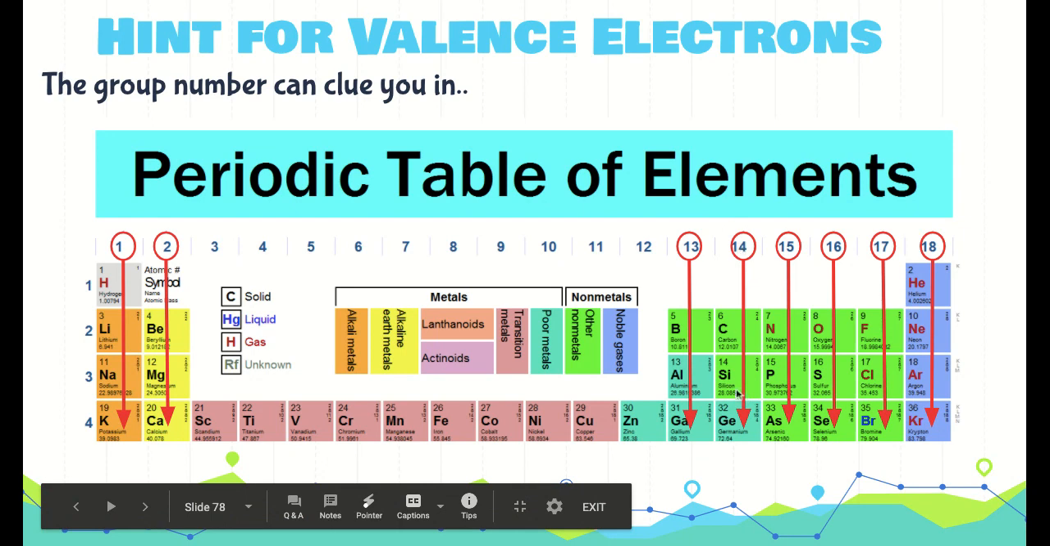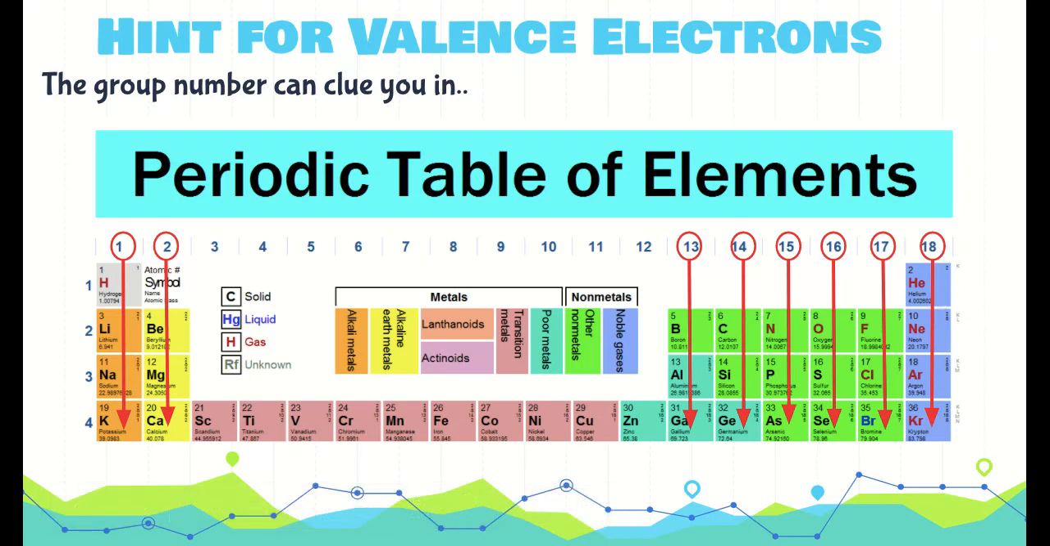All of these would have 4. Everything in this column, all these would have 5, 6, 7, and 8. Okay, and when you get to 8, these are your most stable atoms. These don't bond with anything because they're full. Okay, they're not missing any electrons. They're full. They have 8 valence electrons.